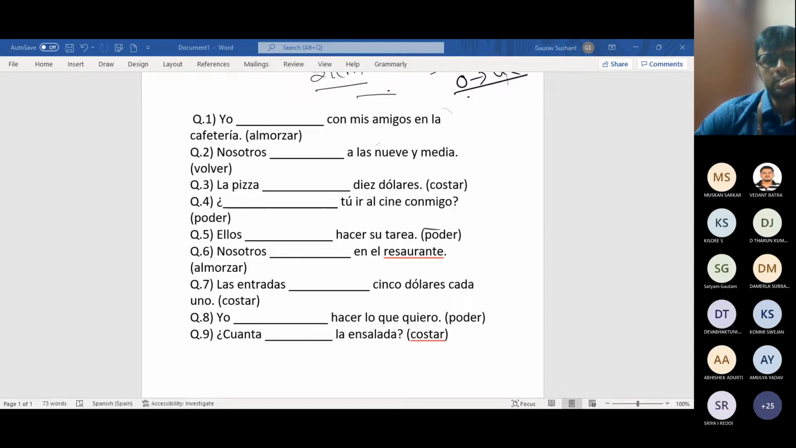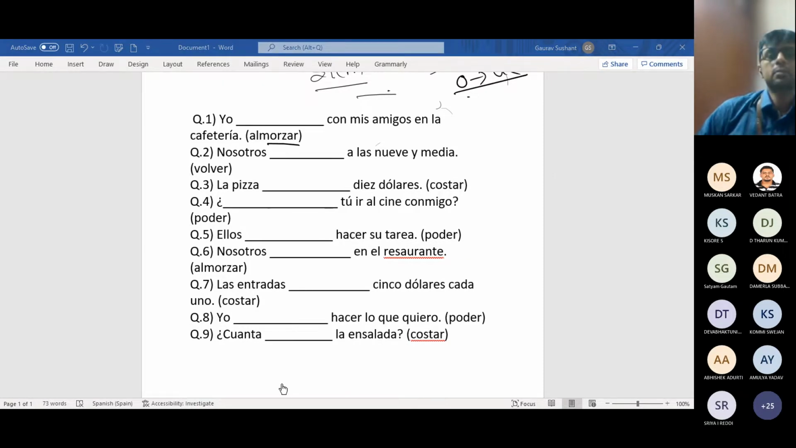Okay, so let us start the discussion of the questions. Starting with the first one: yo blank con mis amigos en la cafeteria. The verb given is almorzar. So you have to basically conjugate the verb almorzar.